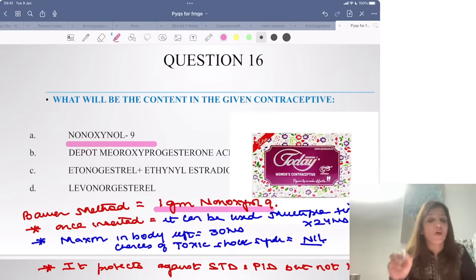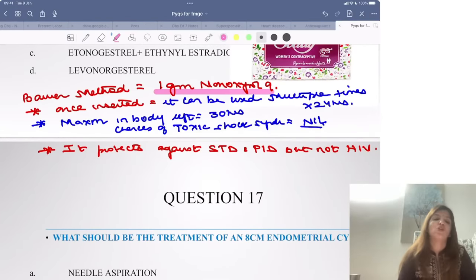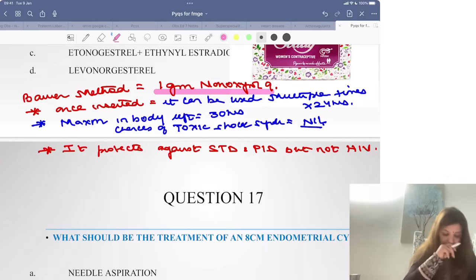So, this is one of the best contraceptives for a female sex worker. Right? Maximum, today's sponge can be left for 30 hours, and the chances of toxic shock syndrome are nil. But the problem with today's sponge, why we don't say that this is the contraceptive of choice for a female sex worker, is because it can protect against STD and PID but not HIV. Right?